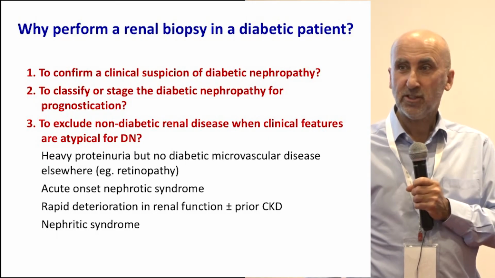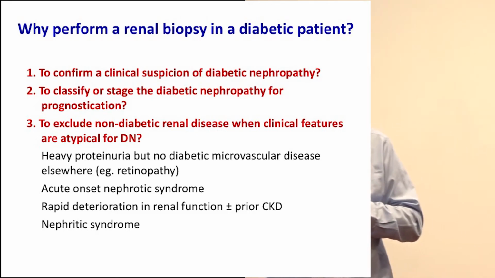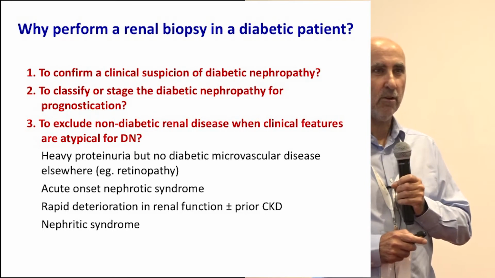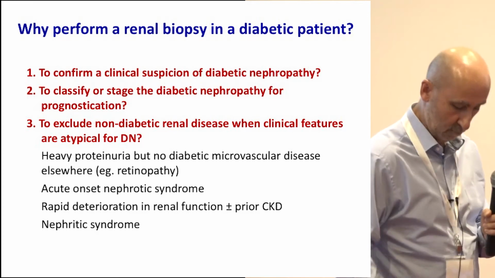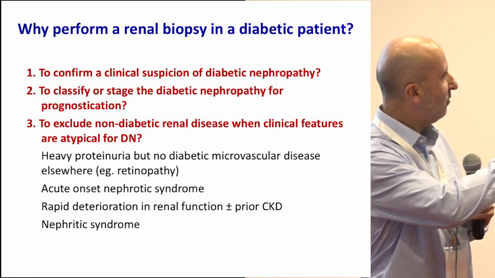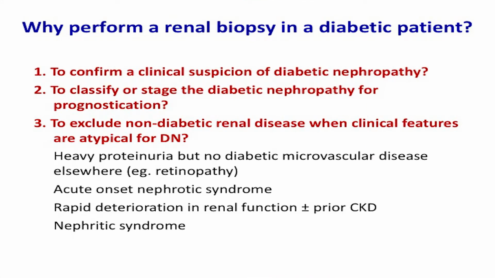I'm going to change the question slightly to why to biopsy a patient with diabetes. And as far as I can see, there are three possible indications. First of all, to confirm a clinical suspicion of diabetic nephropathy, to classify or stage the diabetic nephropathy for prognostic reasons, and thirdly, to exclude other renal diseases in your diabetic patients who present with atypical clinical syndromes.